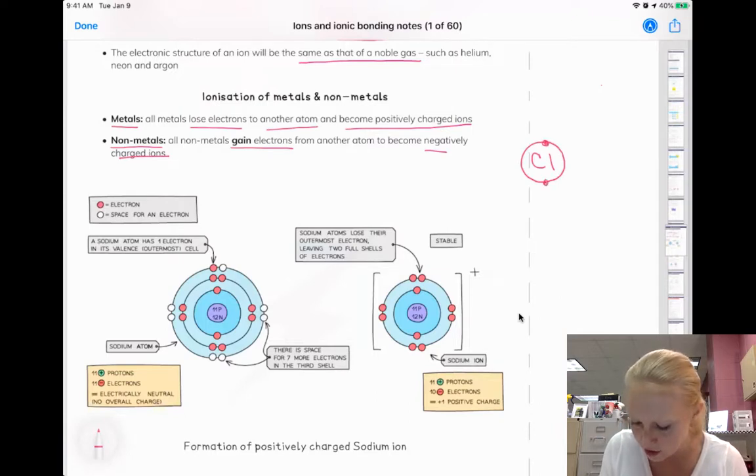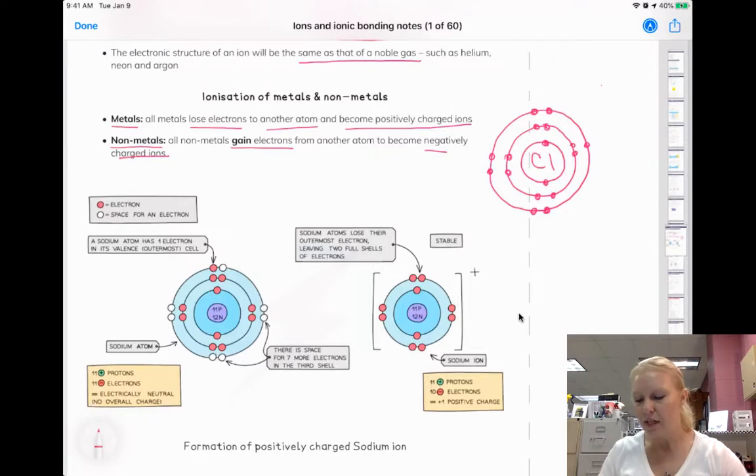1, 2, 3, 4, 5, 6, 7, 8, 9, 10. Need another shell. 11, 12, 13, 14, 15, 16, and 17. So now if you notice, in my outermost shell, chlorine has 7 electrons, but it would like to have a full outer shell of 8 electrons.